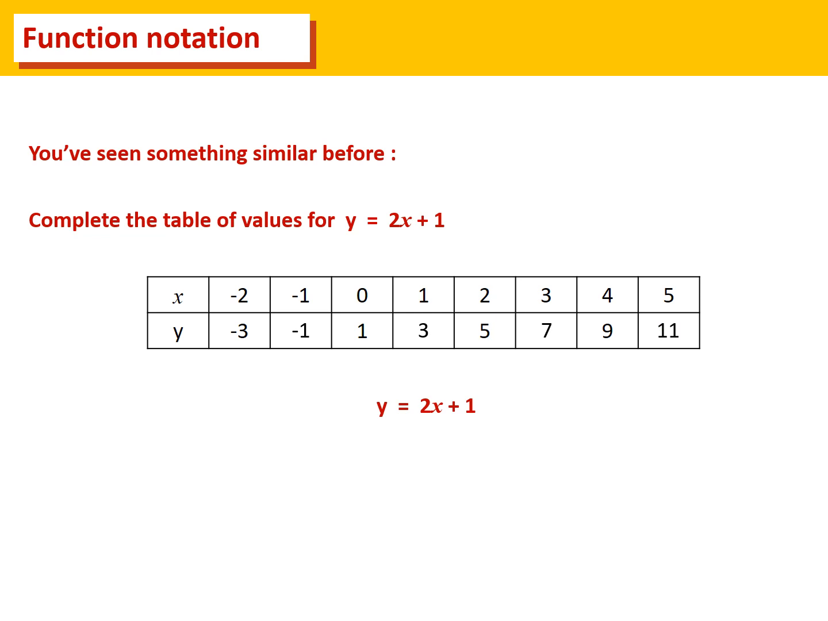So y equals 2x plus 1 and f of x equals 2x plus 1 means the same thing. And f of x equals 2x plus 1 can also be written using the following notation. And that means the function f such that x becomes 2x plus 1. So those three expressions all mean the same thing.